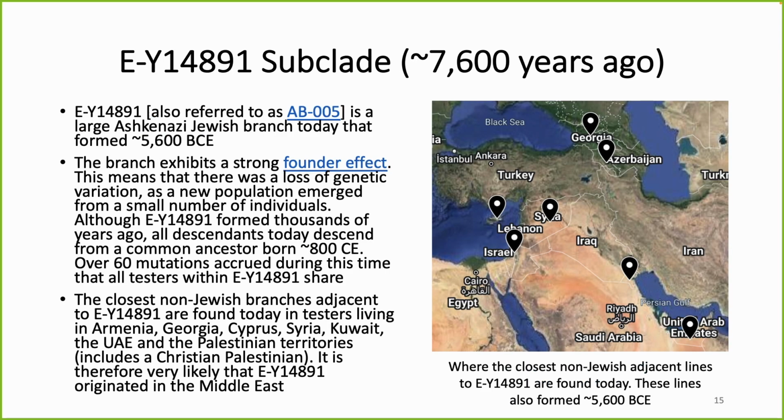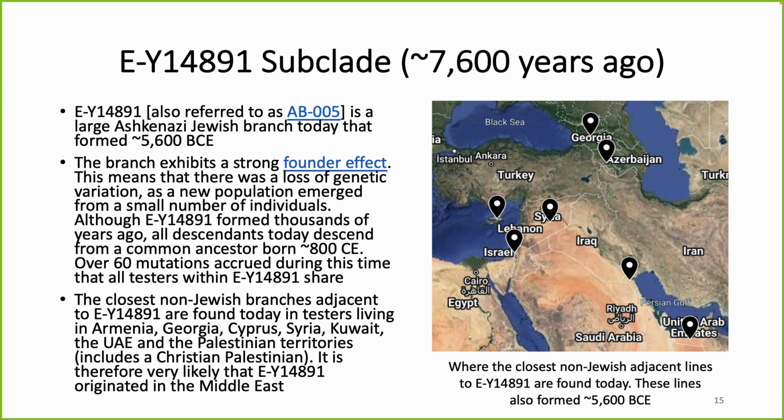All right, so I do want to spend a little bit of time on this slide. There is going to be a little bit of terminology here as well, but hopefully we can get through it. As we get closer to the present day, now we're talking about EY14891. Everyone who has tested with an EY14891 today in the modern population is from Ashkenazi Jewish ancestry. But this branch formed back in 5600 BCE, a long time ago.